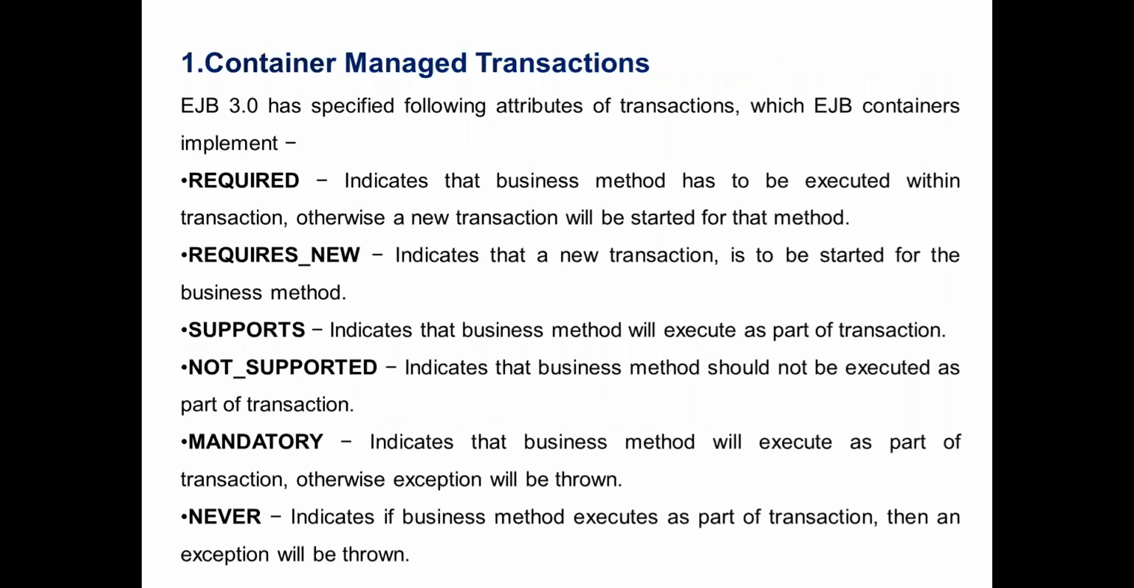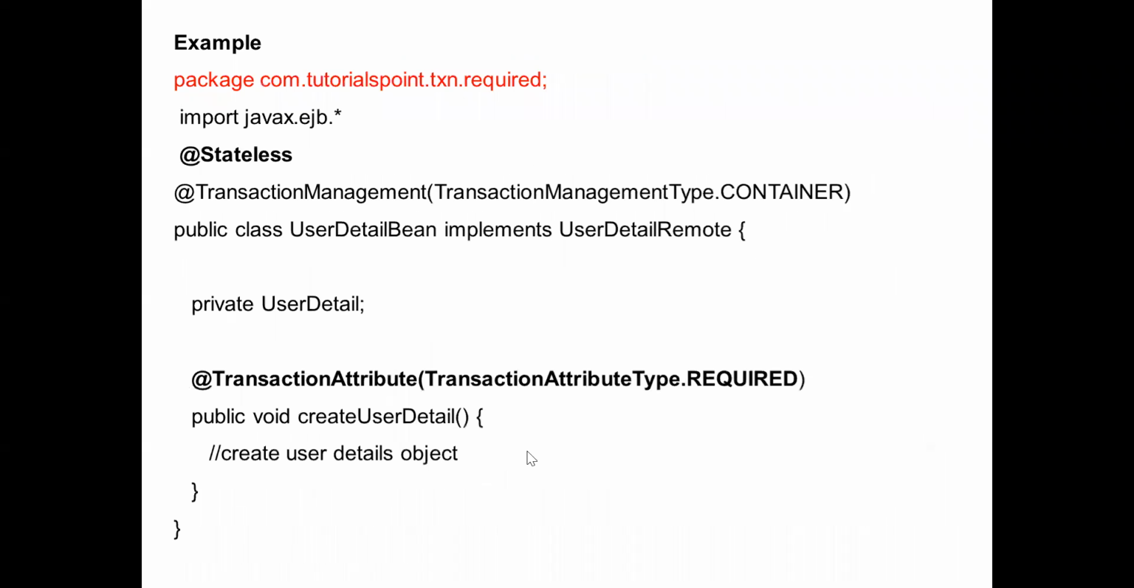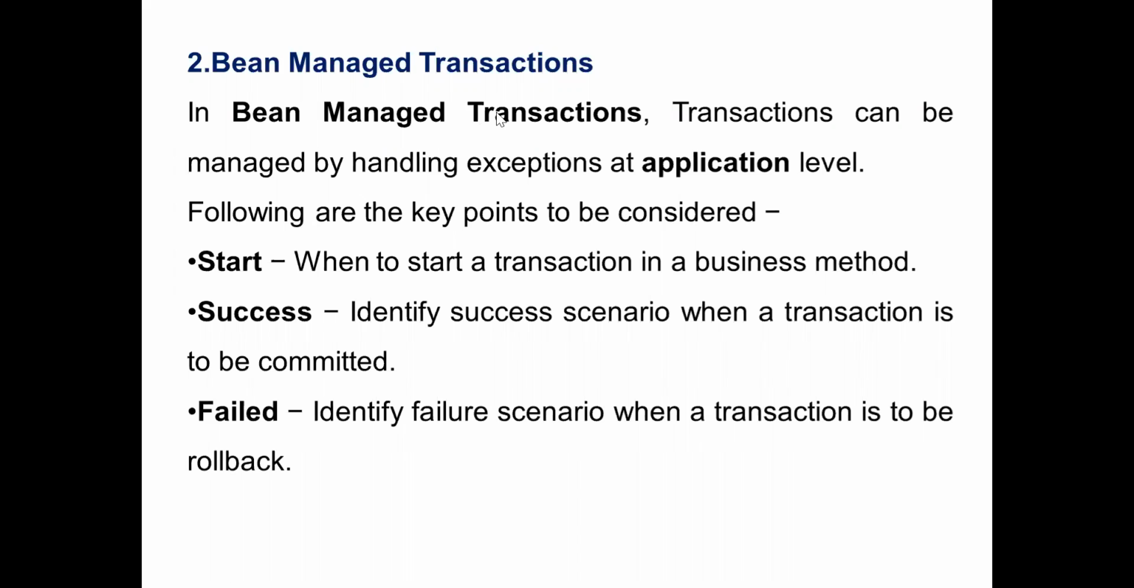There are some attributes to be used when using the container: required, requires new, supports, not supported, mandatory, and never. And we can go for the bean managed transaction. There are three key points to be remembered, because the developer can write the code to follow the exception handling at the application level. That is start, success, and failure. So these are the three key points to be remembered.